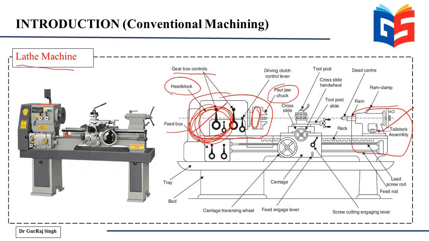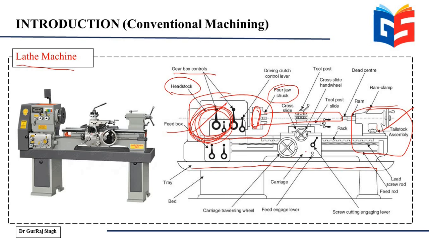Then on the tailstock side, you have the tailstock assembly, where you can have a dead center and a ram, and that is normally used for supporting a very, very long workpiece in order to turn it properly. Then you have this bed of the lathe machine, which is the base, and then you have a tray on top of that bed. Then you have a carriage here.